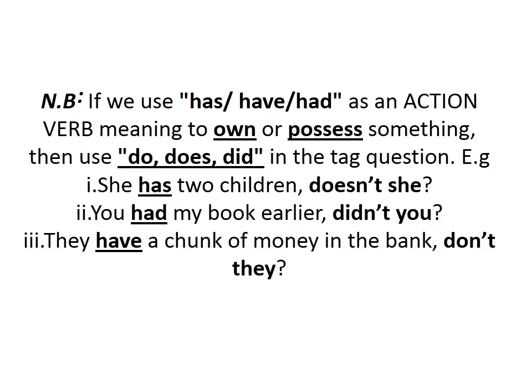And the last one. They have a chunk of money in the bank, don't they? Good. So take notes. Statements that talk about ownership or who something belongs to, using has, have or had as the main verb, have tags formed differently, unlike the previous rules that we learned. Good.